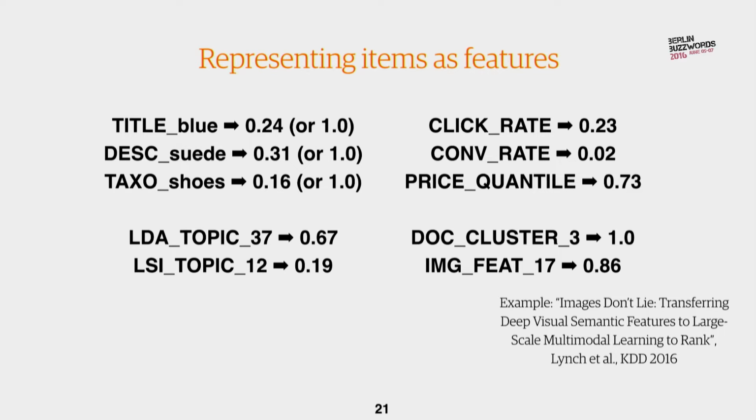Now, some colleagues of mine wrote a paper for this year's KDD conference that describes combining textual features from product descriptions with image features from those products' photographs extracted using a convolutional neural network, which is called Images Don't Lie, transferring deep visual semantic features to large-scale multimodal learning to rank. So if you're interested in how that works, you can look up that reference online.